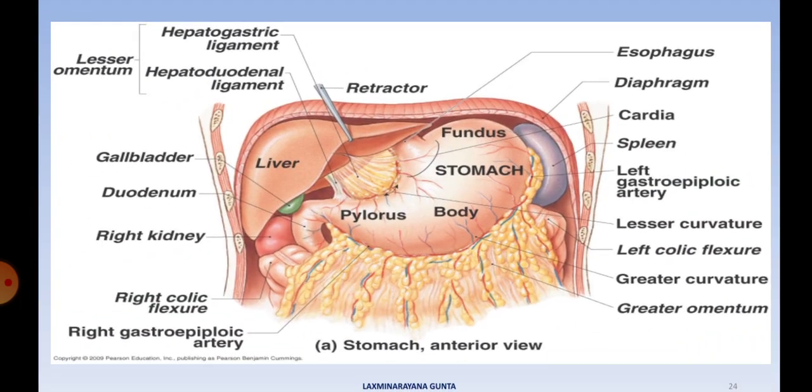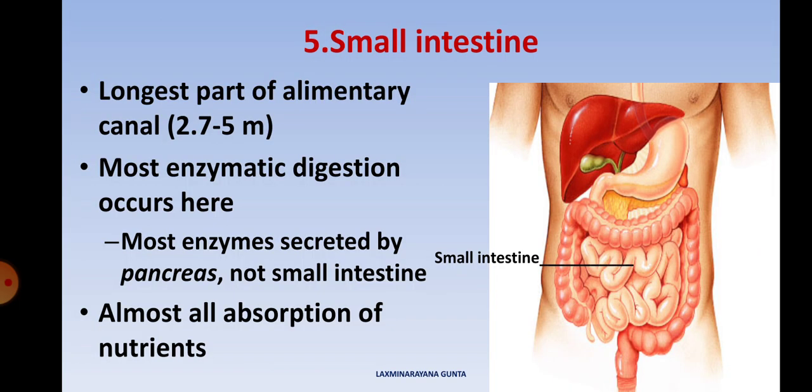Coming to the next part of the alimentary canal, that is small intestine. It is the longest part of the alimentary canal. Most of the enzymatic digestion occurs here in the small intestine, and most of the enzymes secreted by the pancreas and small intestine are all added in the small intestine. Almost all absorption of nutrients also takes place in the small intestine.